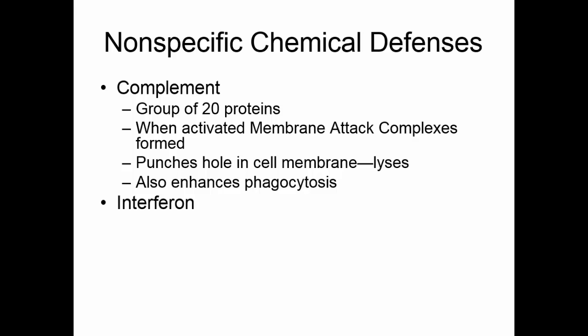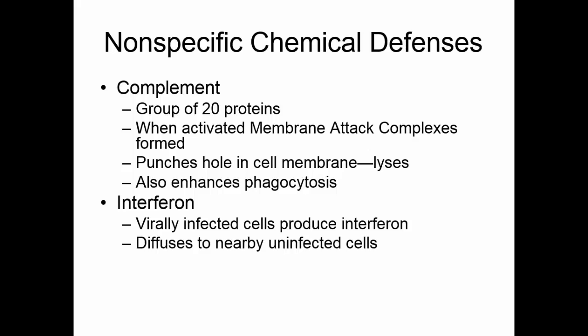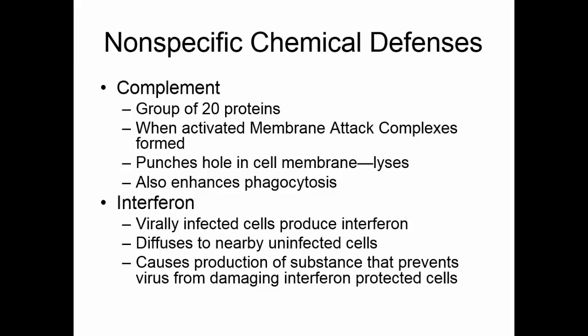Interferon is produced by virally infected cells. This material will then diffuse to nearby cells that are not yet infected by the virus. Interferon will cause the production of a substance in the uninfected cell that will prevent the virus from being able to damage that cell. Fever is another part of your second line of defense.